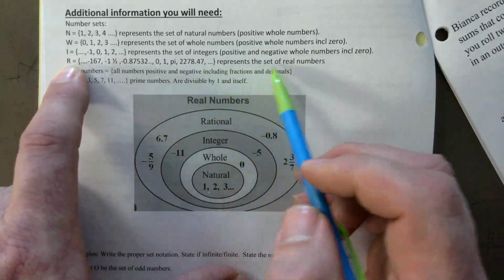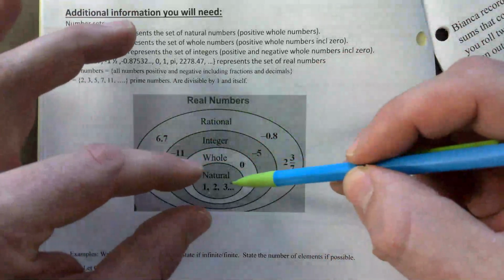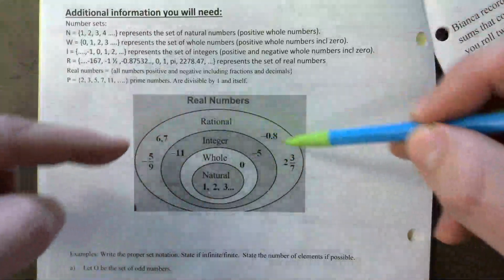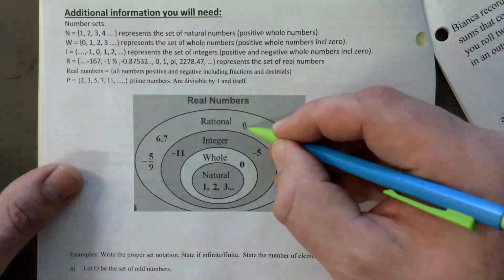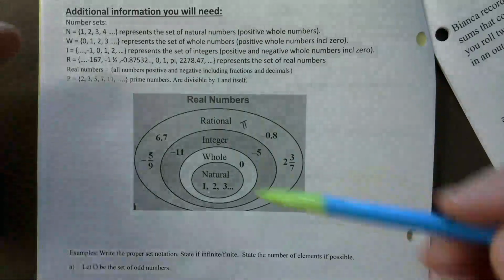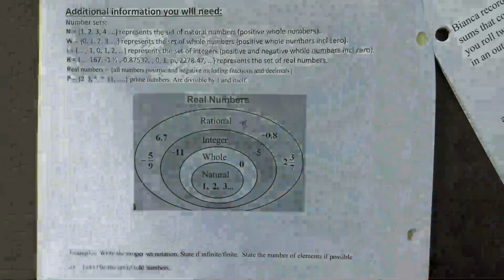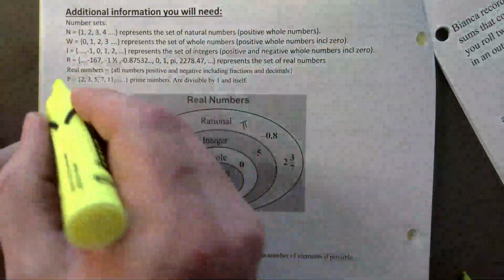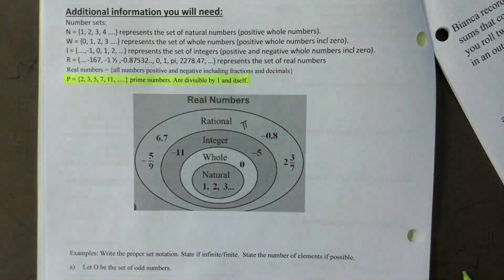Real numbers, that's when everything goes, right? So real numbers still have integers and whole numbers inside of it, but it includes all decimals. You could even put pi in there if you'd like. Anything goes when it comes to real numbers. So real numbers is saying everything is included, right? And then don't forget about prime. I'm going to highlight that one. I also ask a lot about that one. Don't forget your prime numbers.